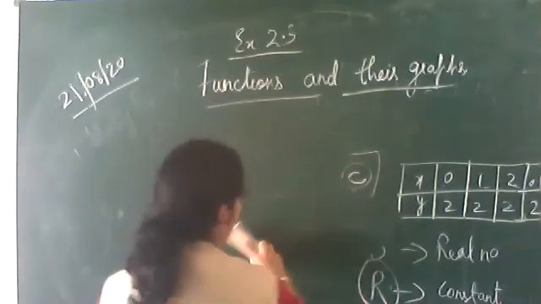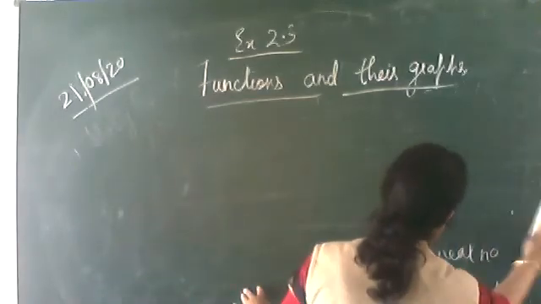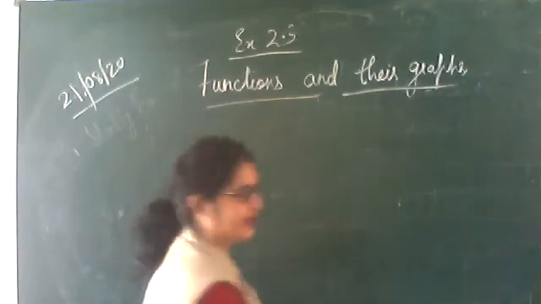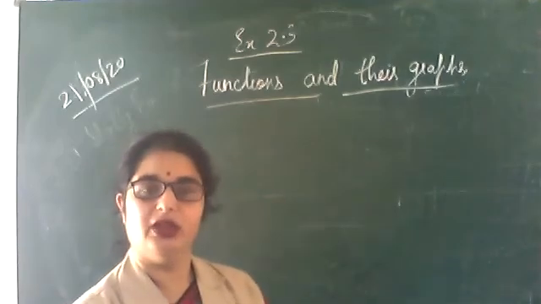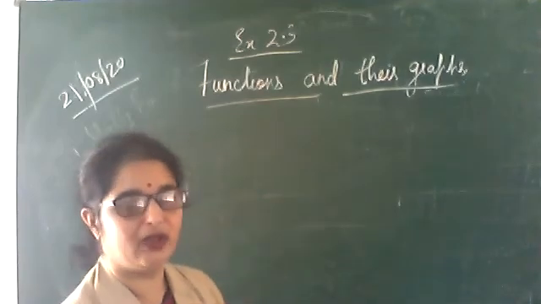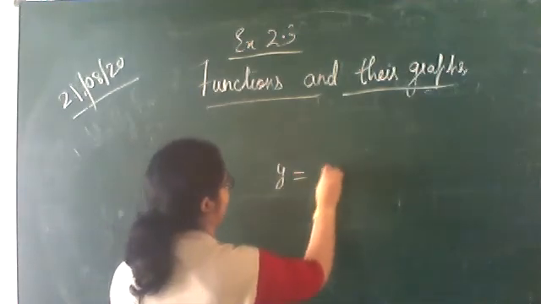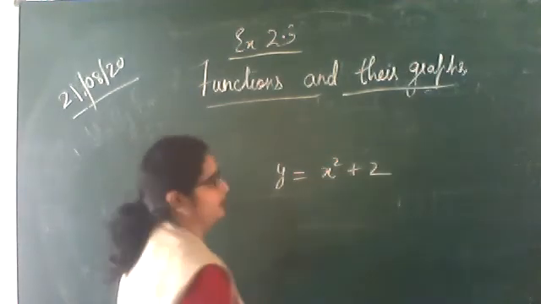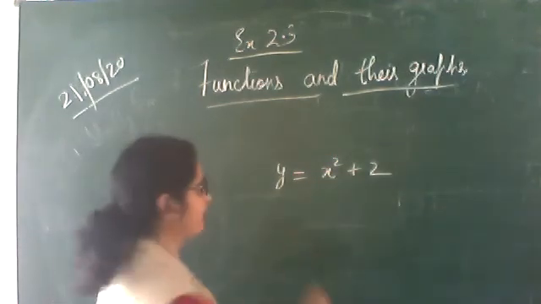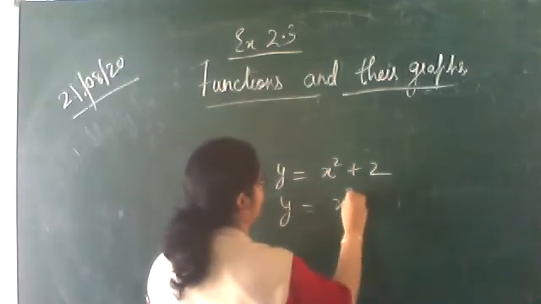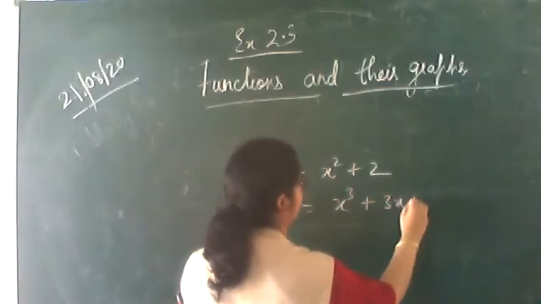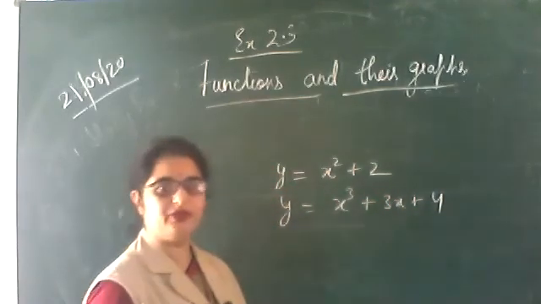So what all we have done today is functions and their graphs. So many are still left. We have done polynomial function, graph of x square, graph of x cube, and identity function and constant function. Now just see one more thing. If we are having y = x square + 2, this is also a polynomial function. y = x cube + 3x + 4 is again a polynomial function.